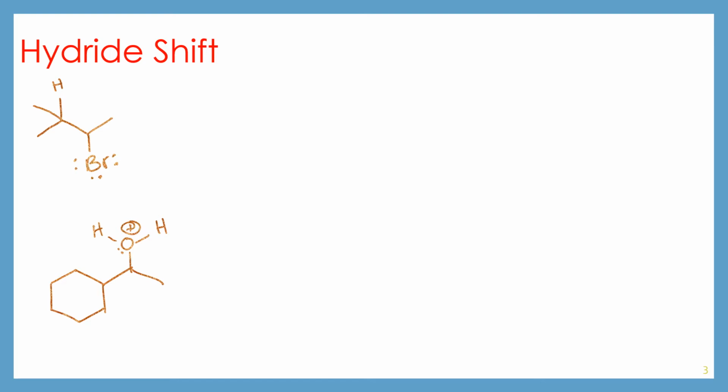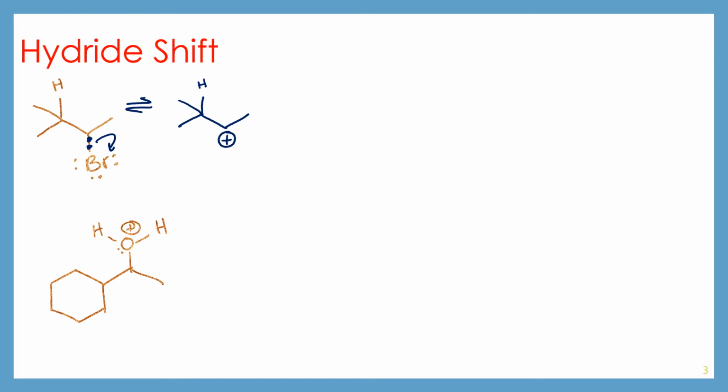So in our first example here, we have a molecule that is very likely to undergo an SN1 reaction in the presence of a weak nucleophile. So in this example, we're going to have the bromine leave, leaving behind a secondary carbocation. I'm not going to draw the bromide right now because we don't need it to demonstrate the hydride shift.